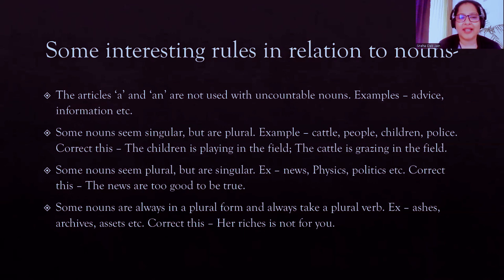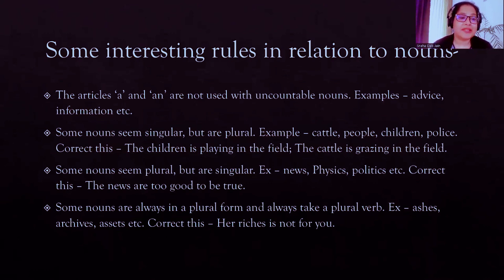And of course, the articles a and an are not used for uncountable nouns. We'll not say, I'm going to give you an advice. I'm going to give you an information. We will not say that. We can say, I'm going to give you some information.